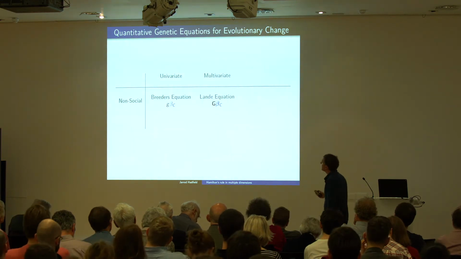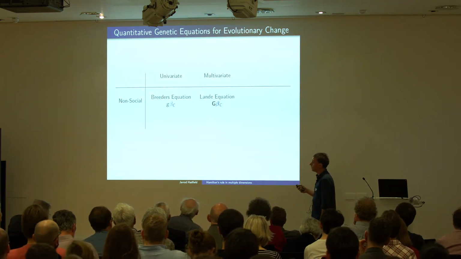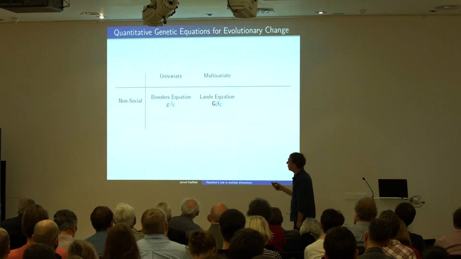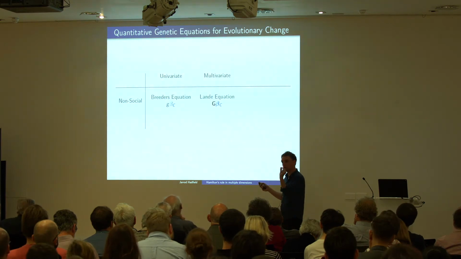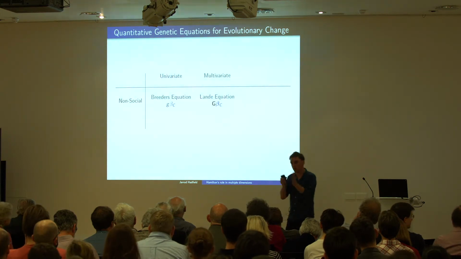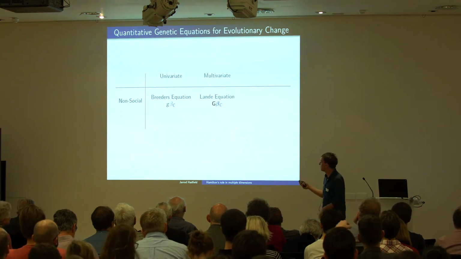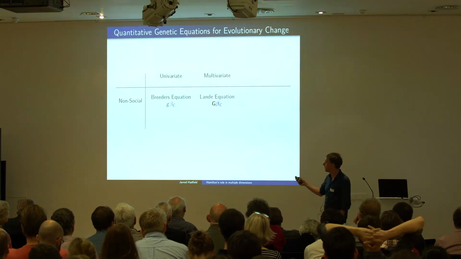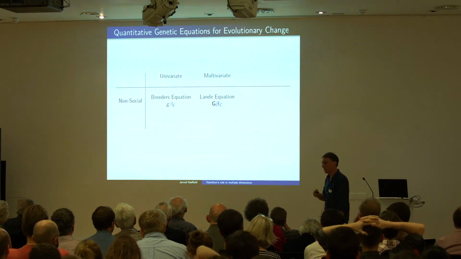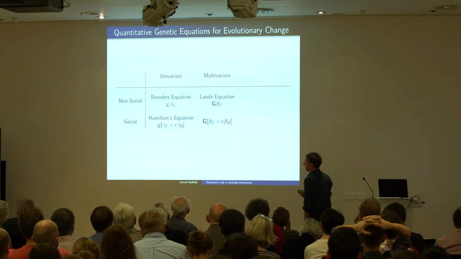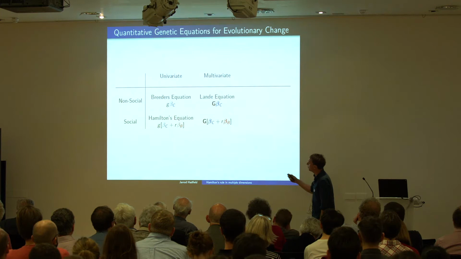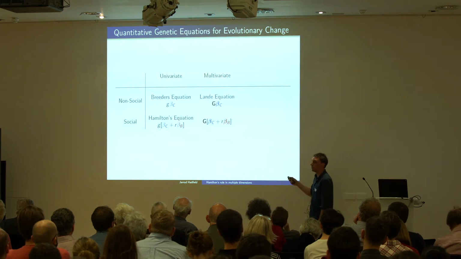So the equation has similarities with non-social equations developed in quantitative genetics. Here we have the breeder's equation, slightly rewritten: the evolution of a single trait is a genetic variance times a selection gradient. If you want to expand that to multiple traits, we have the Lande equation, where we have the genetic variance-covariance matrix times the selection gradient. And then in a social context, the equivalent of the breeder's equation is Hamilton's equation.